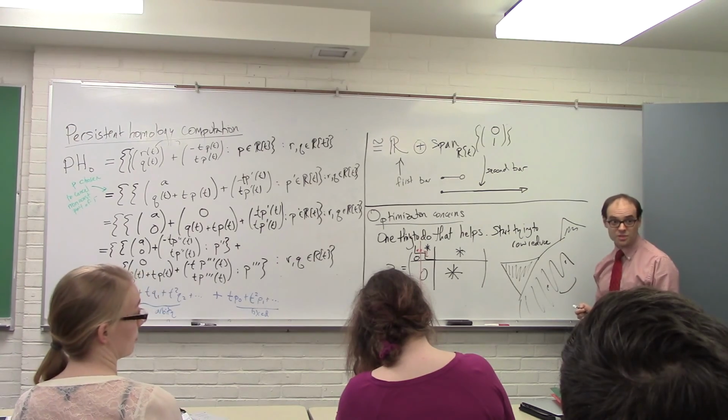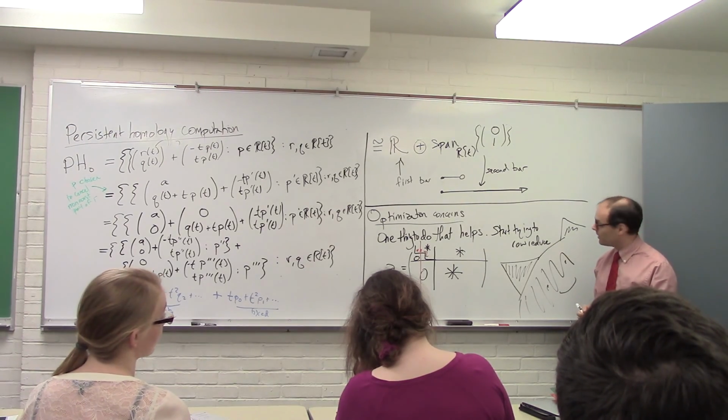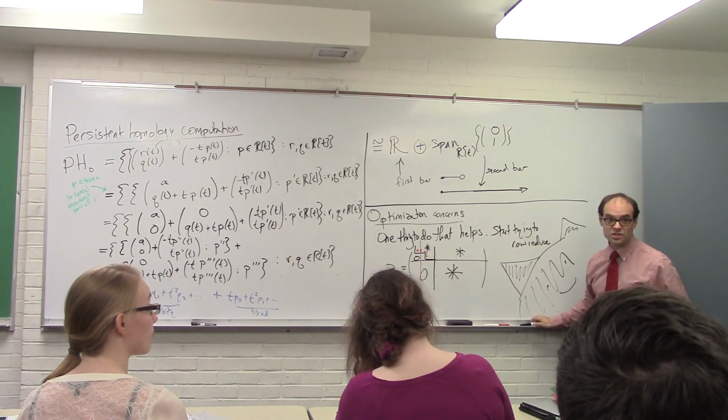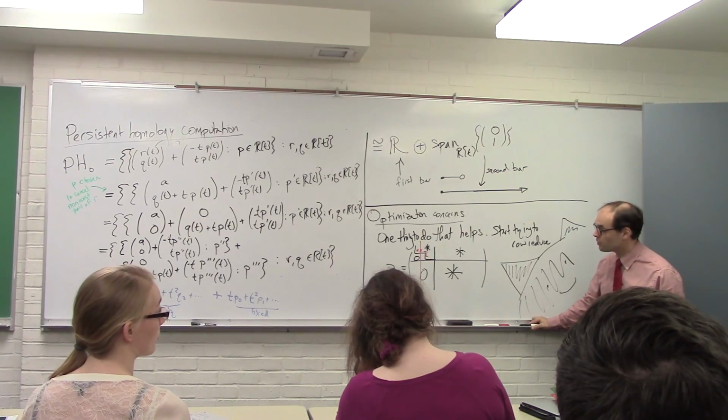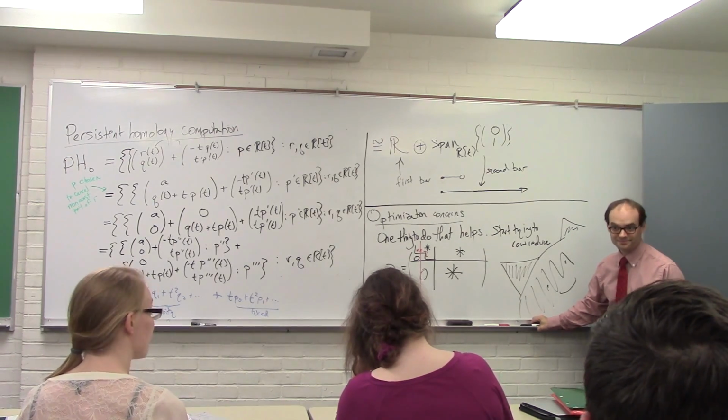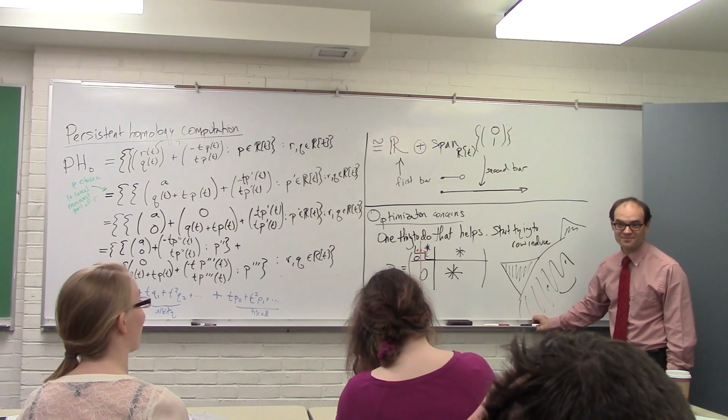Doing that sort of thing is much, much faster. And there's even a good way to find it, and that uses something called Morse theory, which is way beyond the scope of what we want to talk about, at least in the class right now.